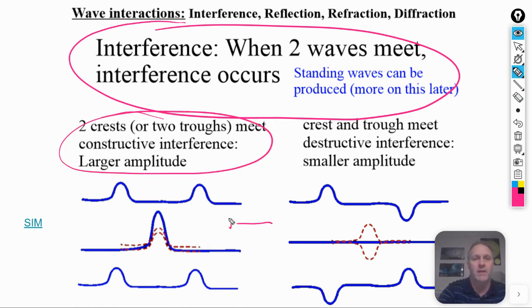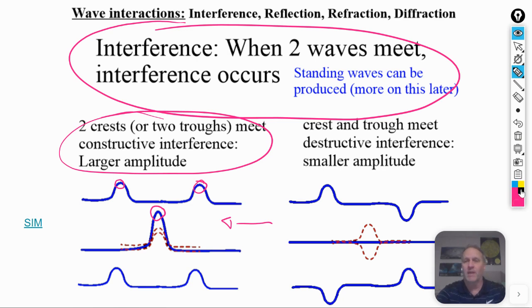This little illustration right here kind of gives you an idea of what constructive interference might look like. Let's say you had two wave crests right here that were coming to meet each other. When they get to the same place at the same time, the wave is actually going to be higher at that point than it was before, right? Because the two waves add together.